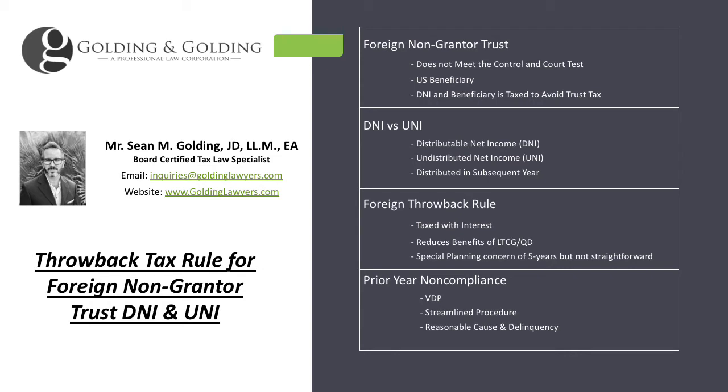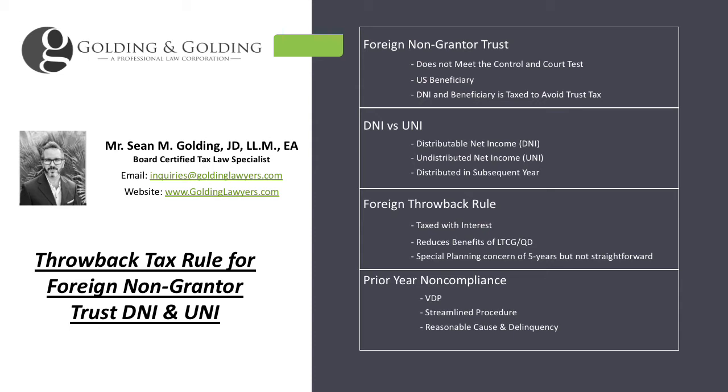So when you have the DNI, if it's not distributed, I think it's within 65 days, then it turns into UNI, which is undistributed net income, right? Pretty common sense, even for the IRS. And with UNI, it'll get distributed in a subsequent year. So what happens when that DNI is turned into UNI and it's distributed in a subsequent year? Well, unfortunately, that's when the Throwback Rule takes effect.